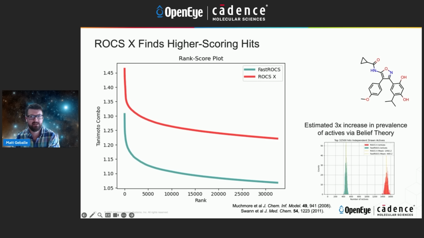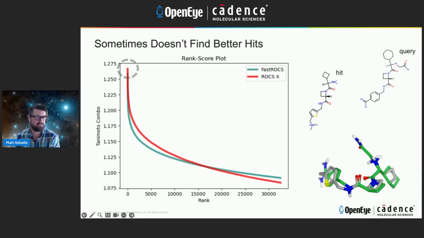So what about a scenario where ROCS X doesn't do as well? So here's a query that's a bit larger and a bit more complex. And when we look at the curves from the FastROCS hit list and the ROCS X hit list, they're pretty similar. ROCS X is a little bit higher at the beginning, but they sort of cross over a bit. And nothing that they're finding is that similar. The top hit here, tandem-modal combo, a little above 1.25.